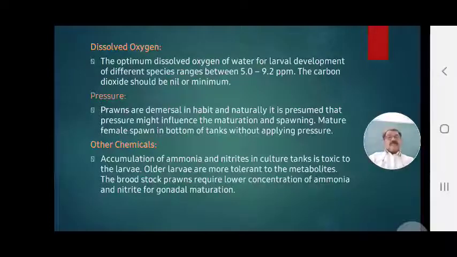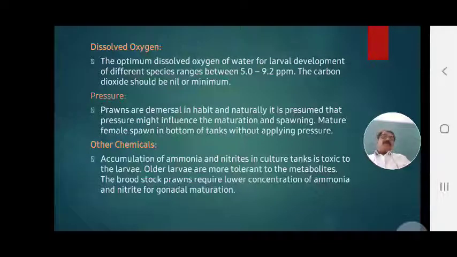Then they grow better. Another important point is that greater pressure, as well as minimum pressure, can both affect them. That's why 1 atmosphere, the sea level atmospheric pressure, is suitable for the culture of prawn. Then another important parameter is other chemicals.